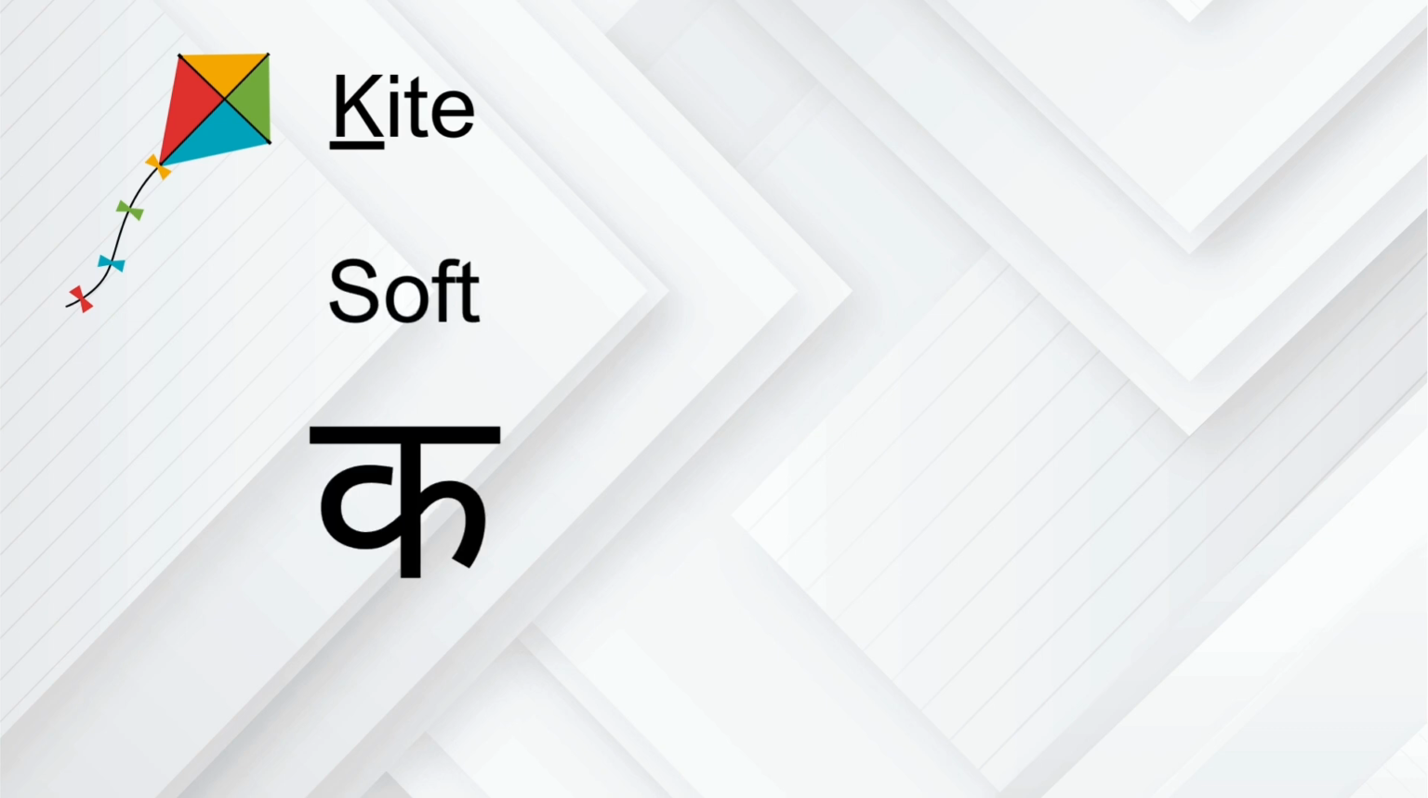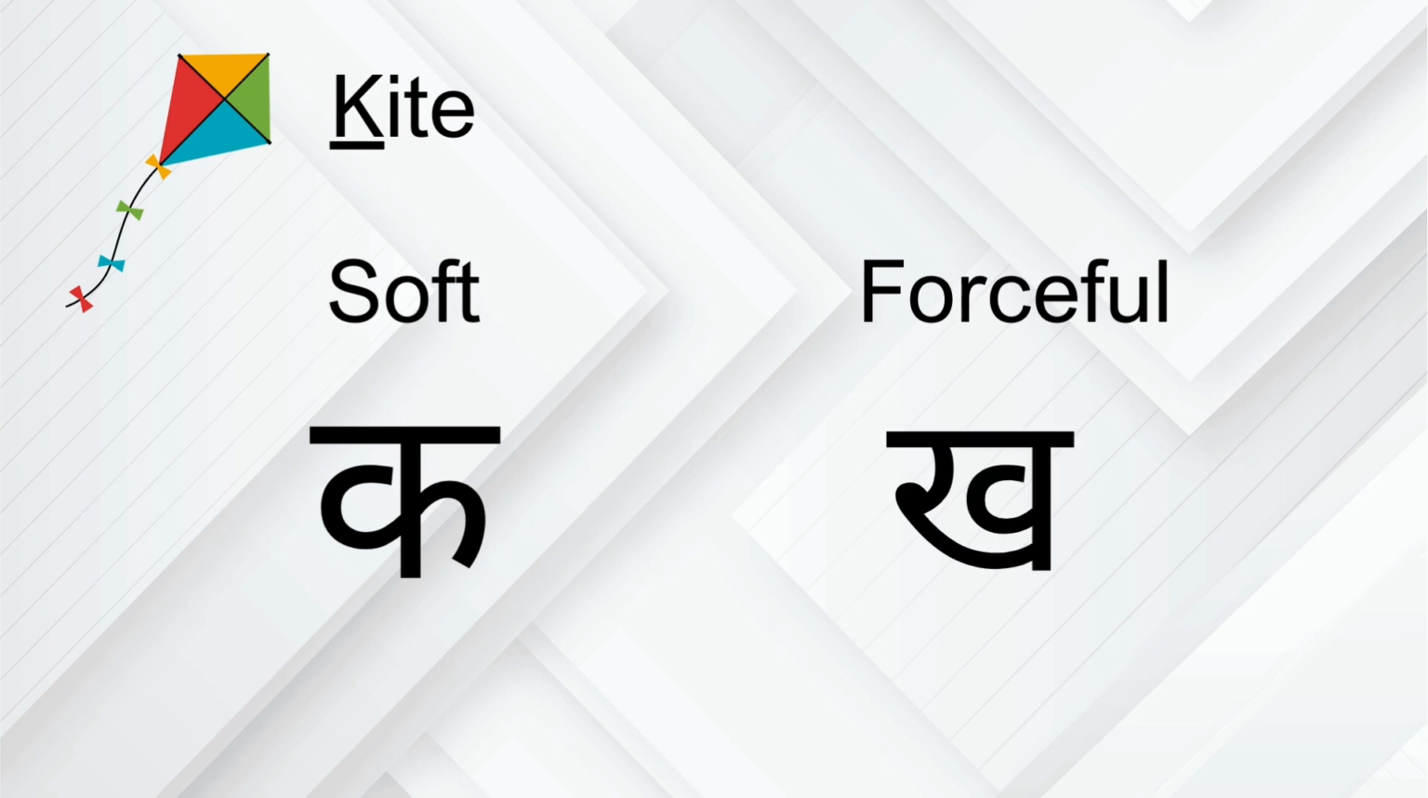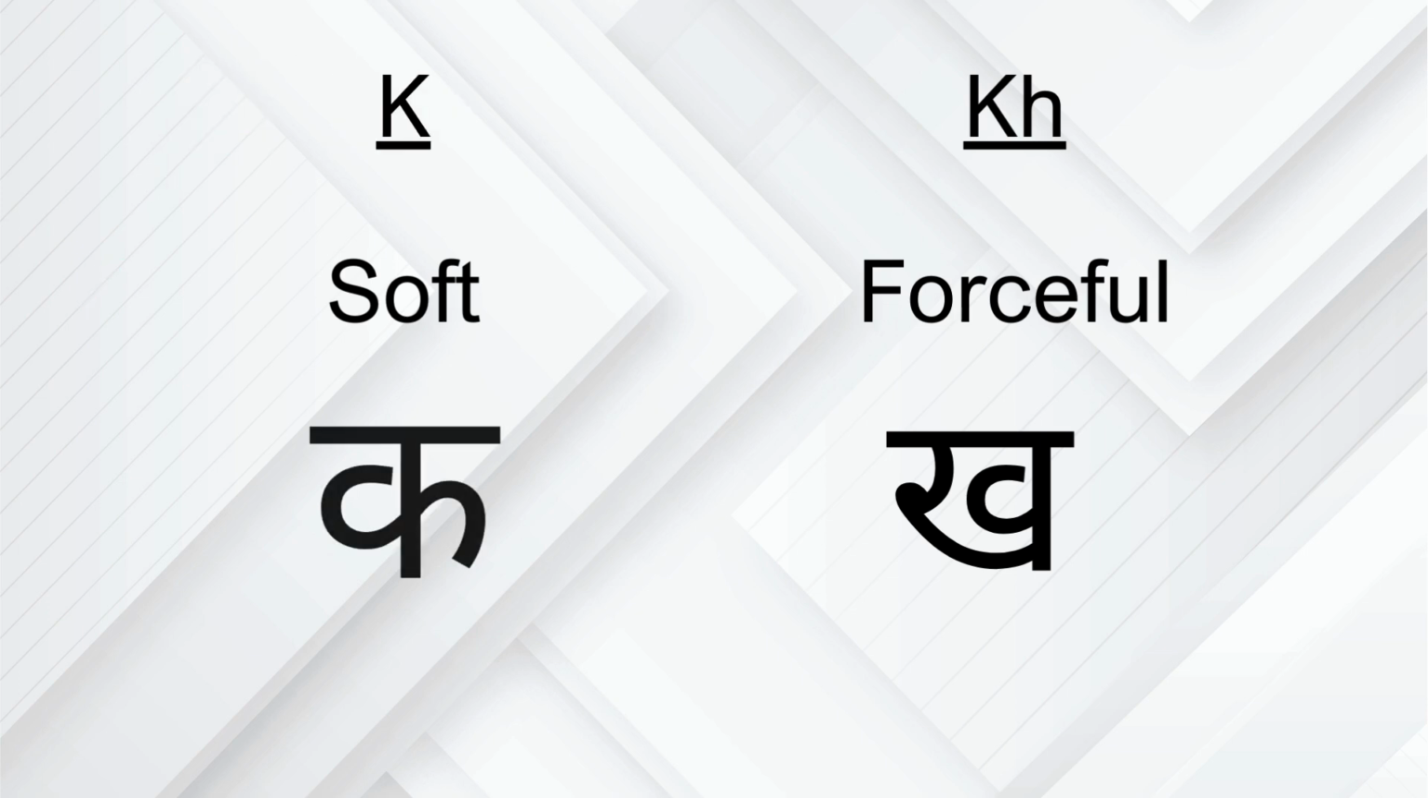K sound in kite in Hindi is written as K. When you say this in a forceful way, it's Kh. Notice the difference with some Hindi word examples. K, kh. K, kaan. Kh, khana. K, kabootar. Kh, khargosh.